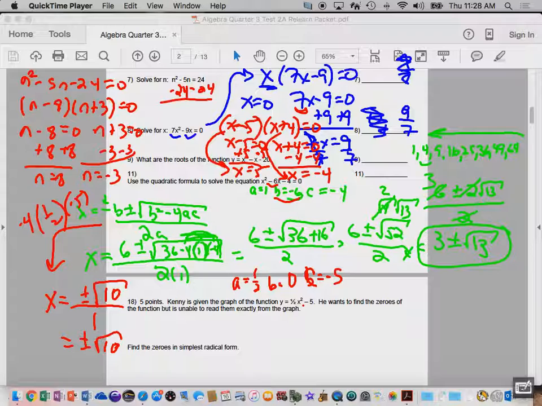You just got to be careful that it's not possible to simplify the radical. Like if it was radical 12, I could have divided radical 4 into it. But plus or minus radical 10 is there.